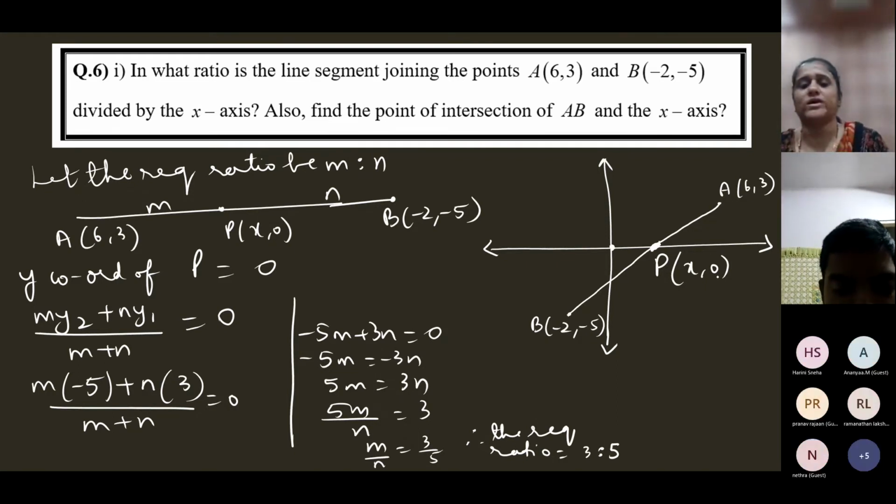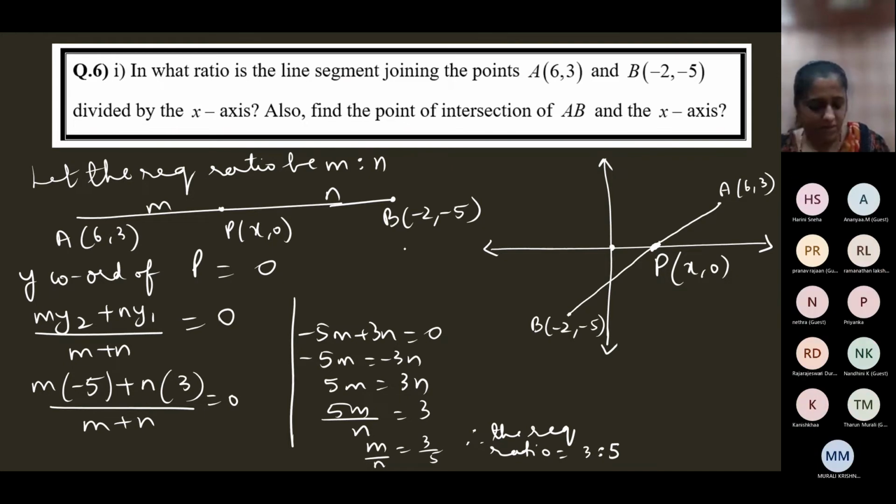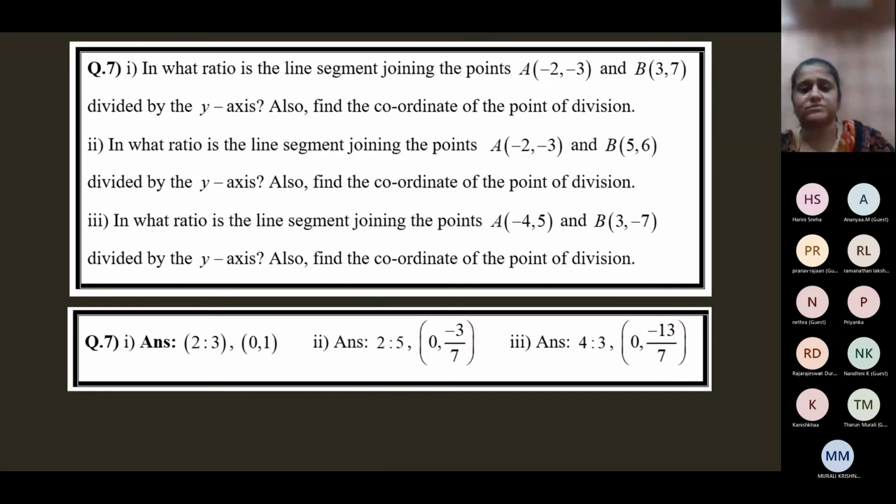So on the x-axis, y is 0. So we take P as x comma 0. We know the y coordinate of the point of division. So the y coordinate of P is 0. Using that, we find the ratio. Next, we have to find the point of intersection of AB and the x-axis. That is where they intersect. At P, they intersect. Find the coordinates of the point of intersection. So we have to find only x because y is 0.